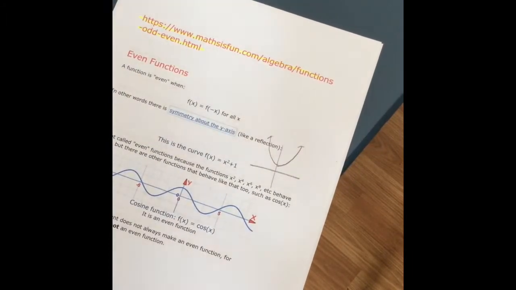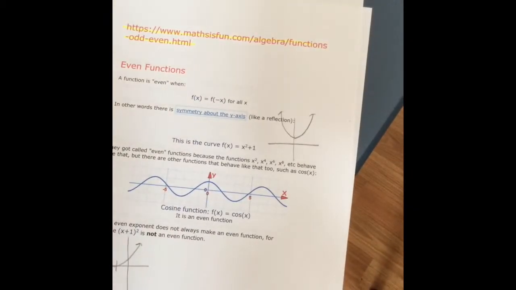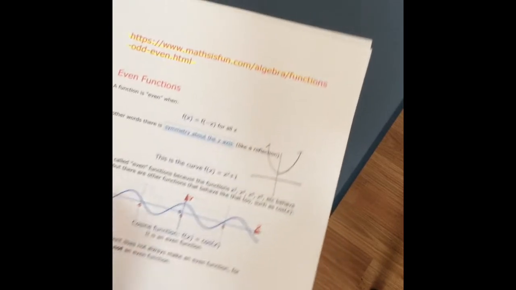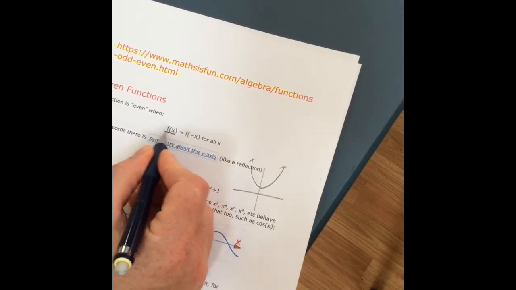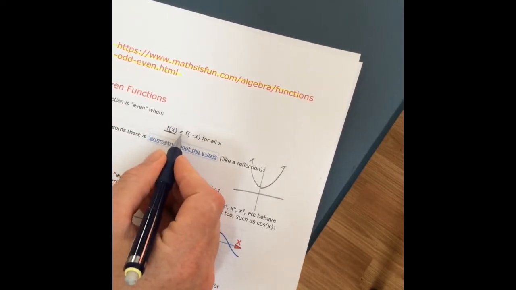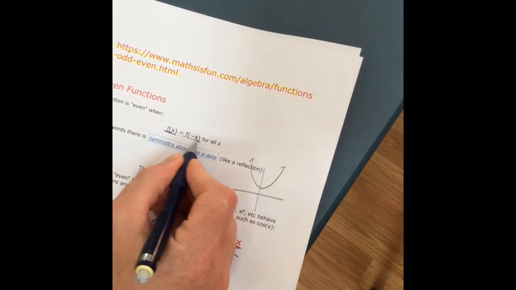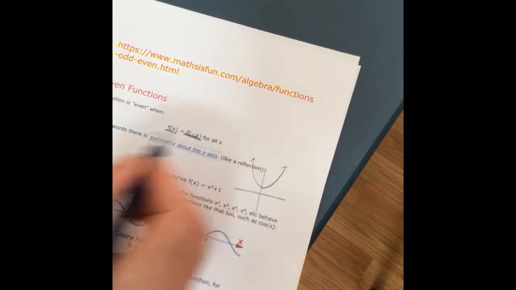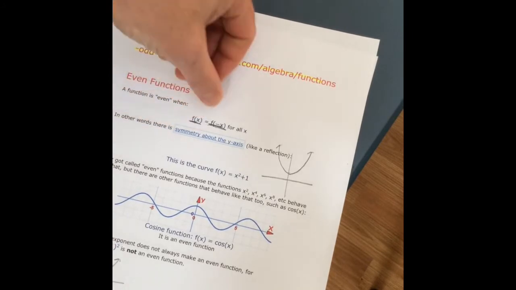So, really quick, an even function is very simply this. It is a function that if you were to reflect it over the y-axis, it says the output of the function is the same as the function's output when you plug in a negative x. What that means is that my function is the same as a reflection.